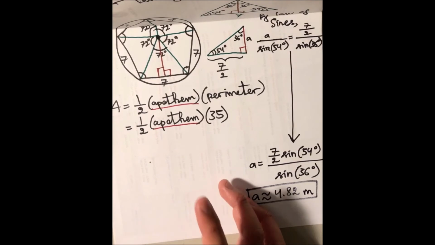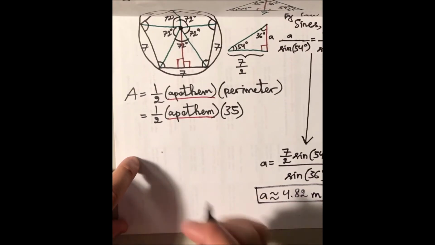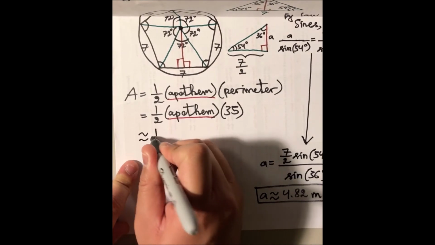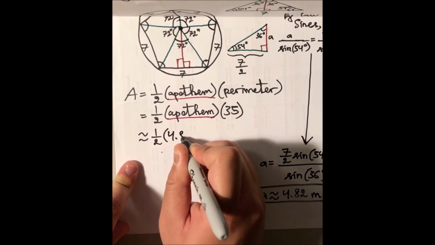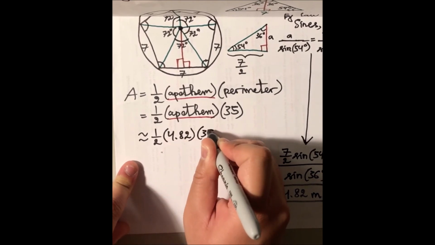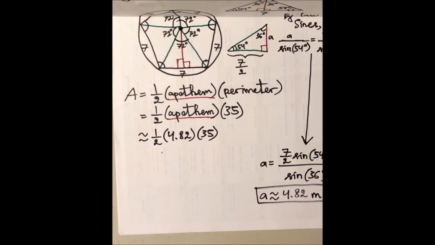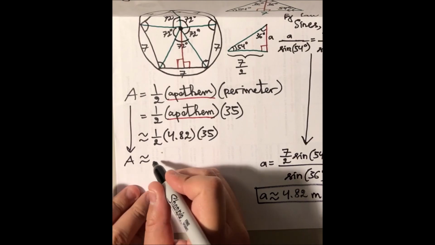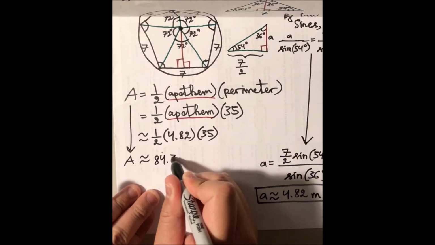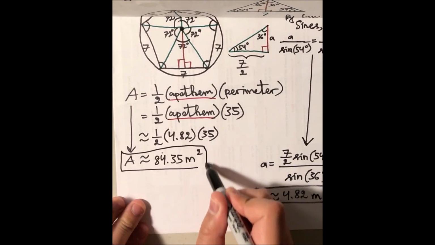So all we have to do is take the value of the apothem, 4.82 meters here, and plug it into the equation. So approximately equal to 1/2 times 4.82 times 35. So putting this entire product in the calculator, the area is approximately equal to 84.35 square meters. And this is the answer.